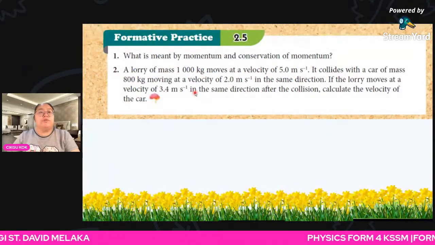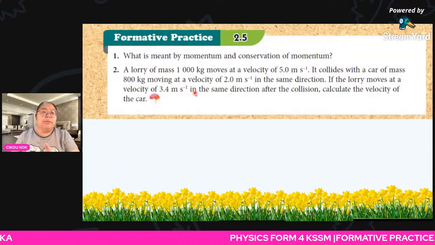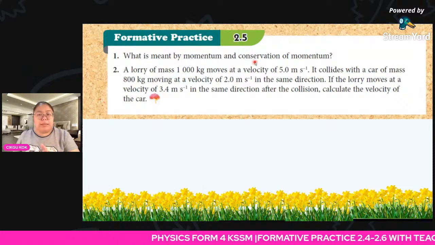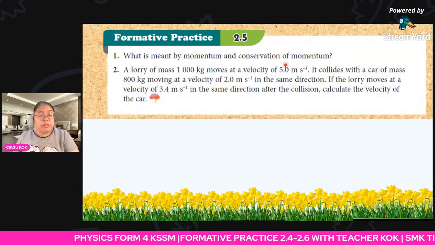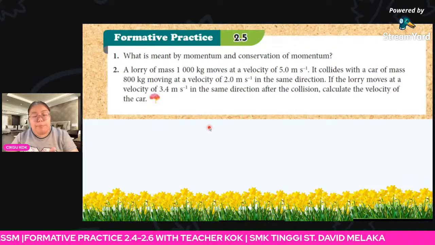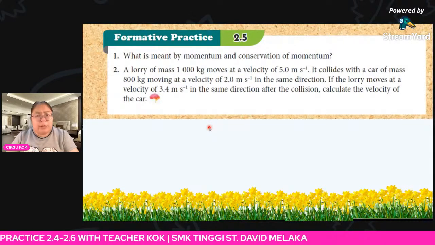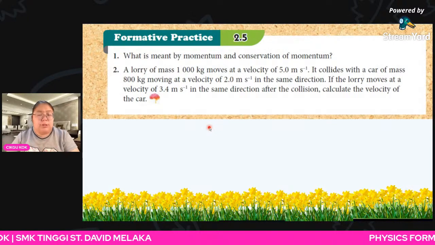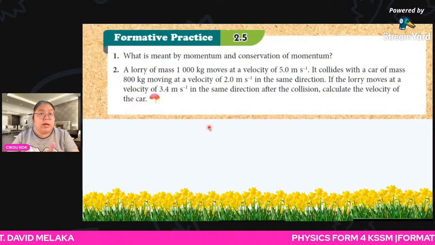Then we go to formative 2.5, momentum. Let's see what is meant by momentum and conservation of momentum. This one is a principle. The principle says the total momentum before collision must equal the total momentum after collision. So this is the definition of the principle.